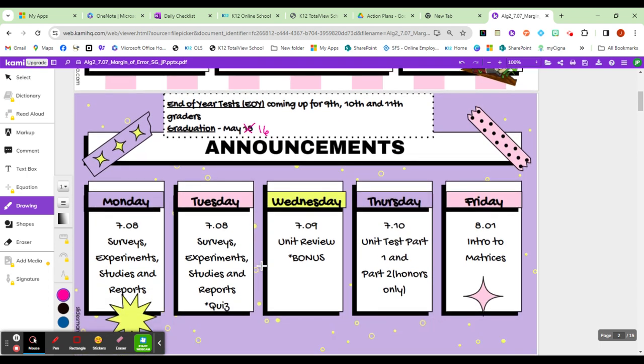These are the announcements for the week. We're finishing up Unit 7. 7.08 was actually stretched over 3 days. We did day 1 on Friday before spring break, and then day 2 and day 3 were Monday and Tuesday. Wednesday is 7.09 unit review for bonus points. 7.10 is the unit test part 1. And then we start a new unit on Friday, 8.01. Unit 8 is built into the OHS, so it's going to look a bit different.